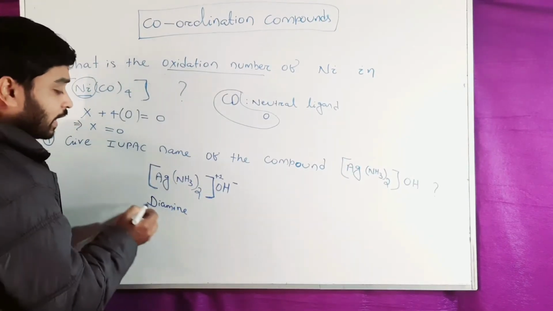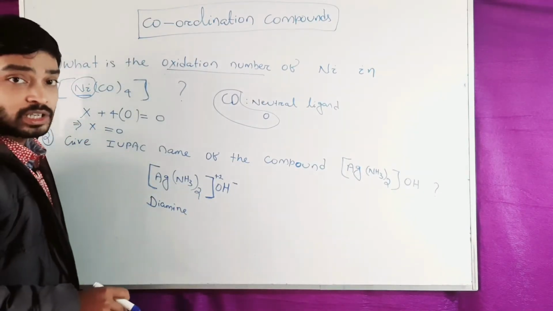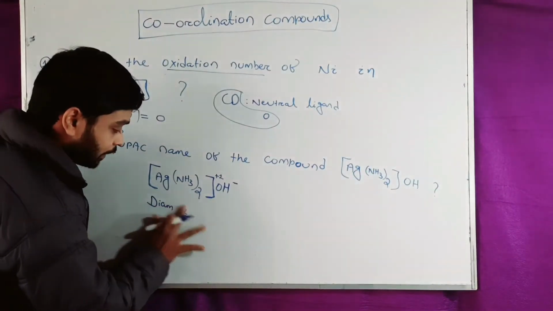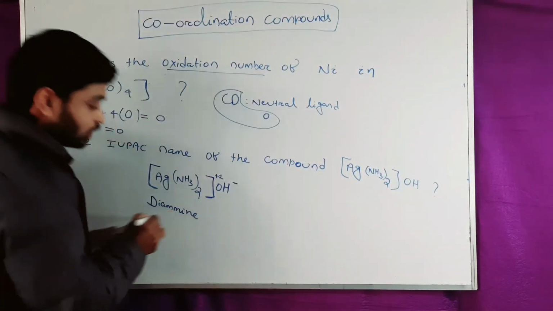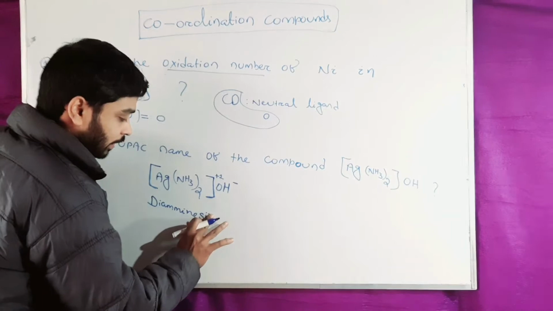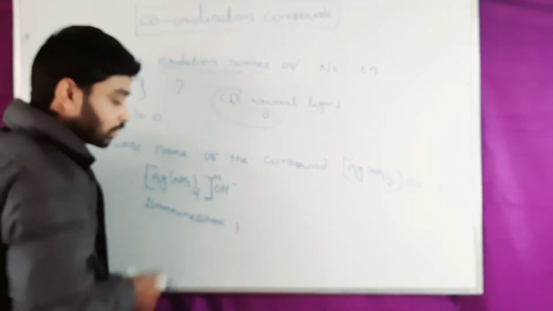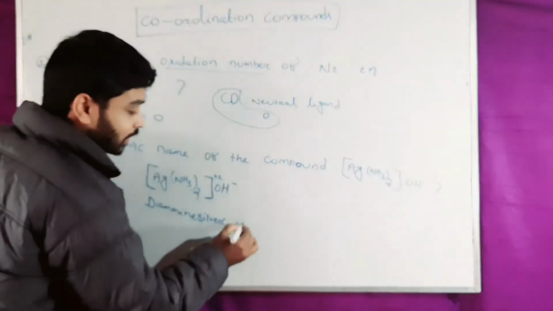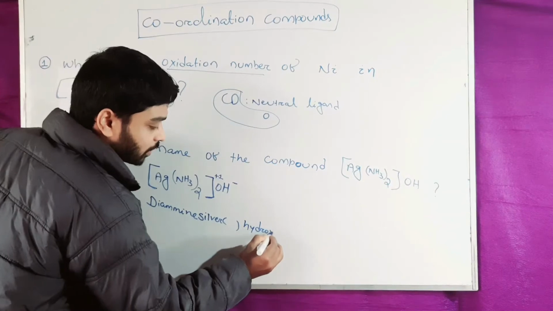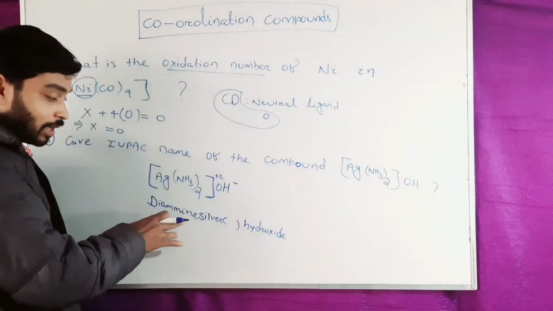Two ammonia are present, and the prefix for ammonia is ammine, so we will use diammine. It is not a single m, it is a double m. So diammine silver. The oxidation number of the metal will be written just after the name of the metal, and the non-metal name will be written after some space. The non-metal's name is hydroxide, and the name for the compound is diammine silver hydroxide.